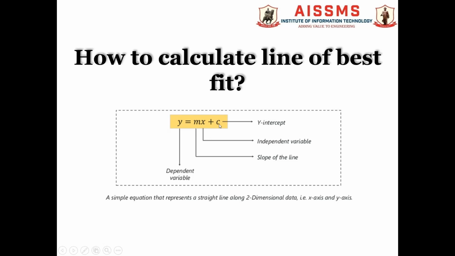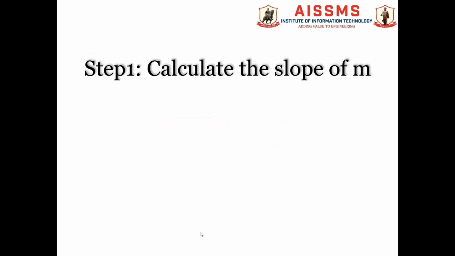This is the equation of a straight line, a linear line, and we know what c is here. C is the y-intercept, x is the independent variable, y is the dependent variable, and m is the slope of the line. So this simple equation can represent a straight line along two-dimensional data, that is the x-axis and y-axis. So how do we calculate the slope of this line, m?